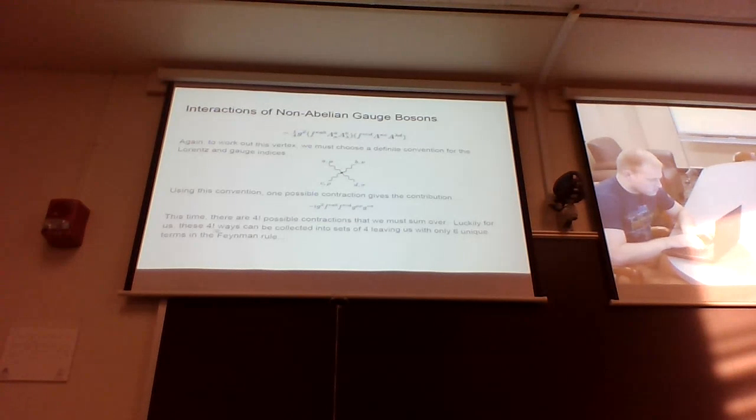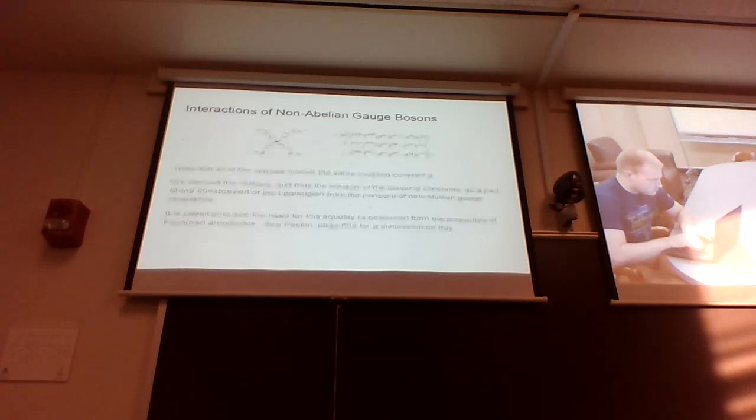And it turns out, luckily for us, that out of the 4 factorial ways that you can do the contractions, these things break into sets of 4, okay? And they only leave us with 6 unique terms in the Feynman rule, okay? You guys are supposed to laugh when I say only 6 terms in the Feynman rule. So your Feynman rule looks something like this.